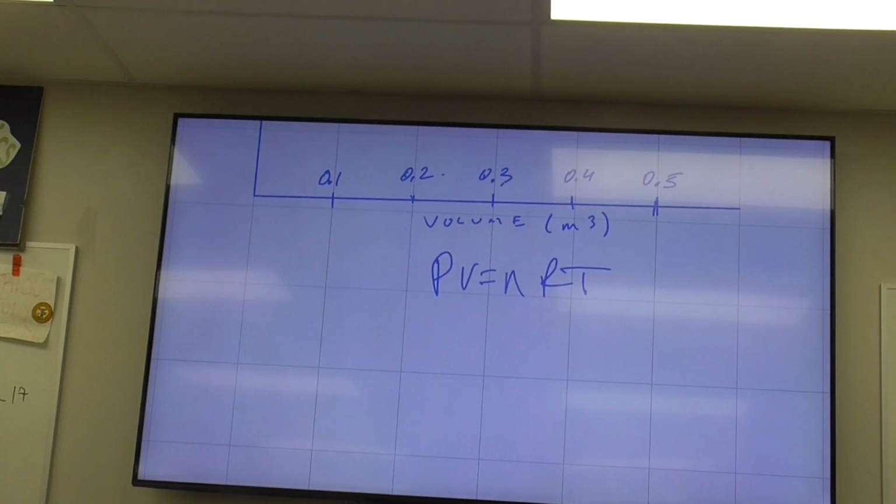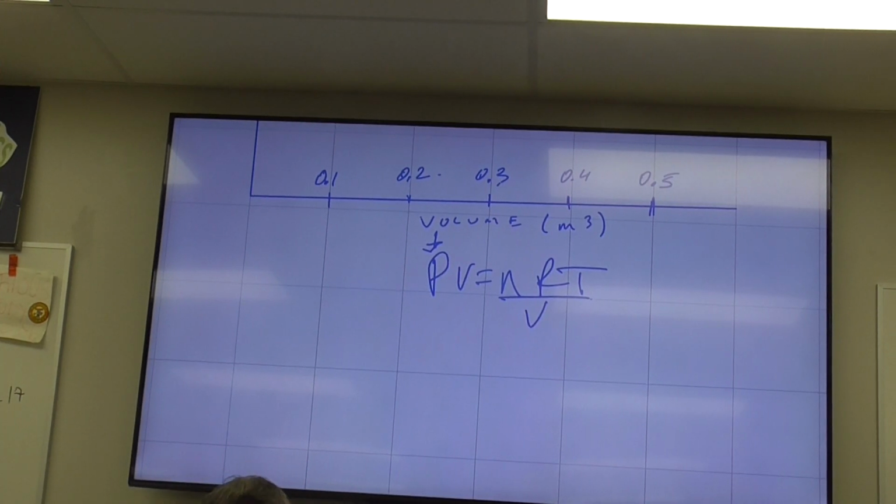Danny, I need to get pressure by itself, what am I going to do? Divide by V. Divide by my volume, that is not velocity, okay? Not velocity.